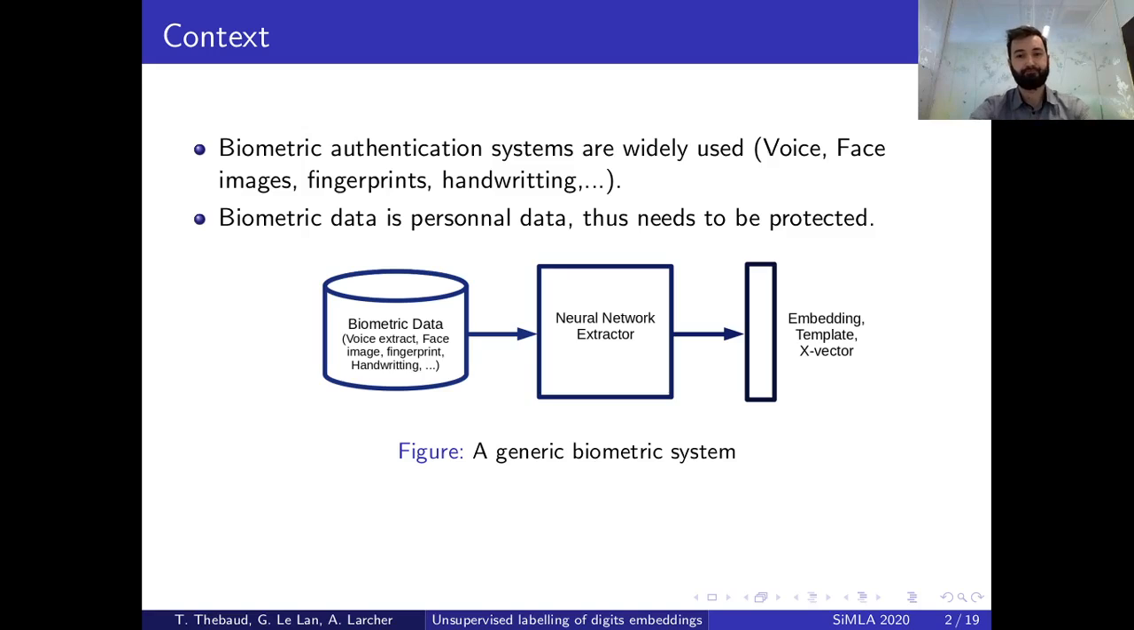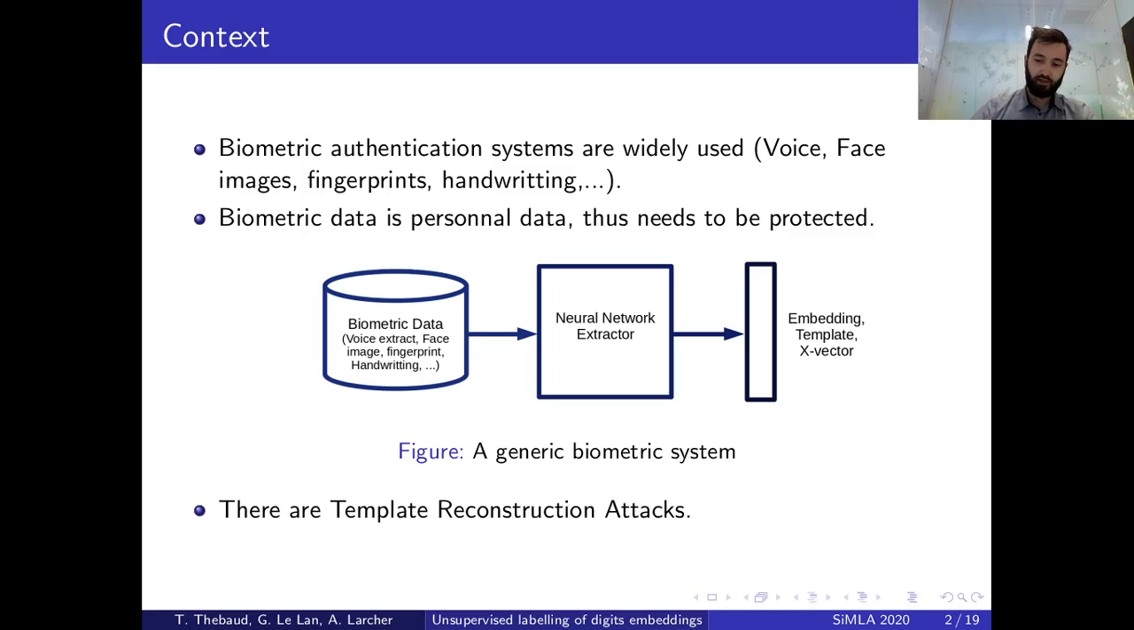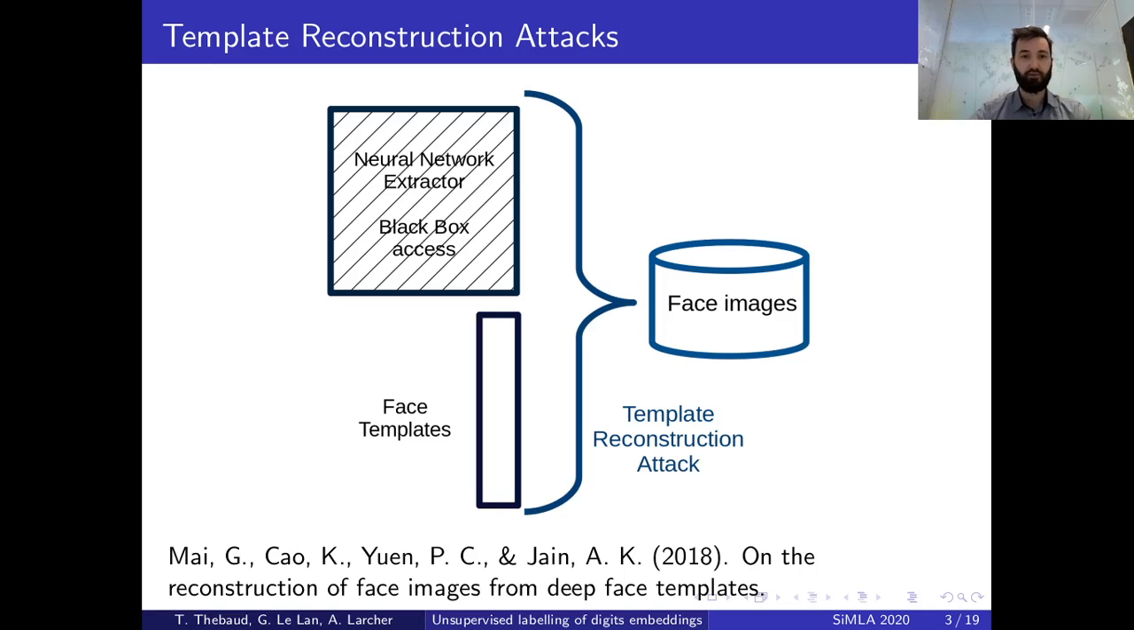But here we're going to focus more on the neural network extractor and the embeddings part. What can we retrieve from them? Recently, there have been multiple publications about template reconstruction attacks that use the neural network extractor and templates to recover the associated biometric data. For example, the template reconstruction attack of Mai et al. on deep face templates. They use black box access to the neural network extractor and deep face templates to regenerate the associated face images.